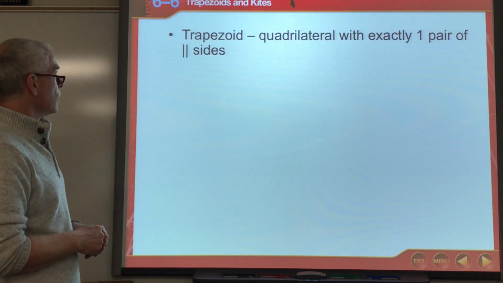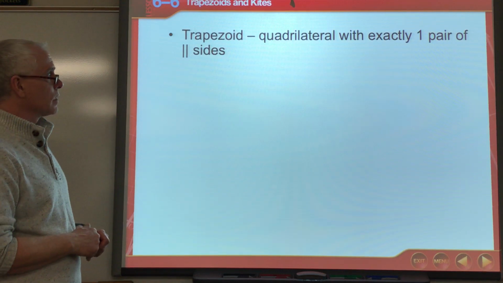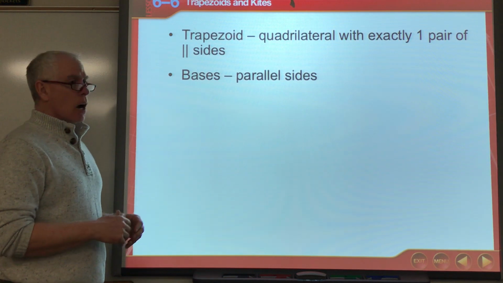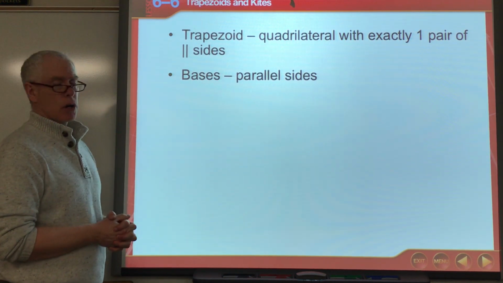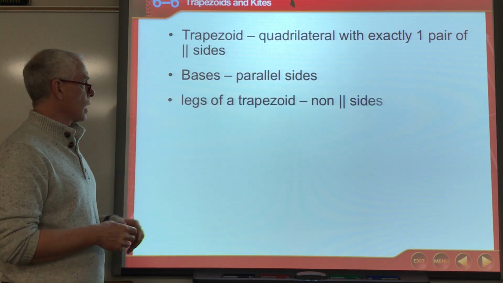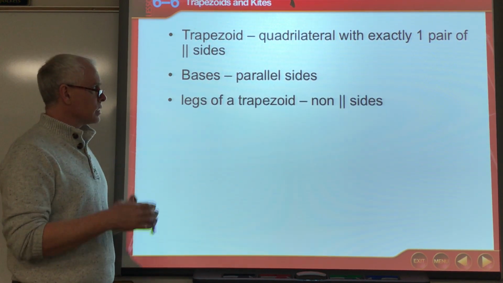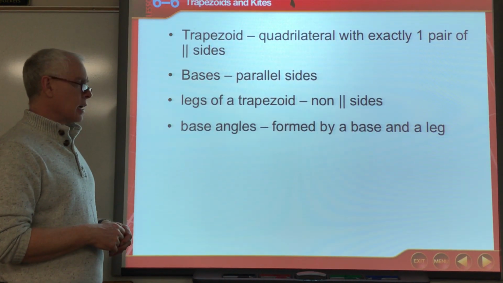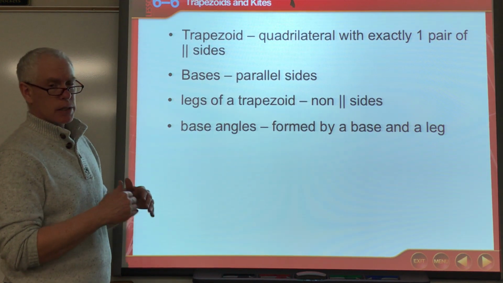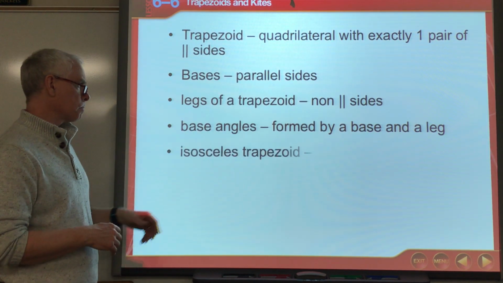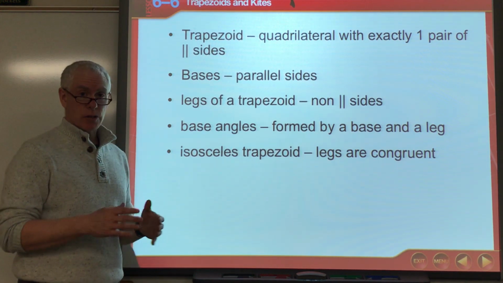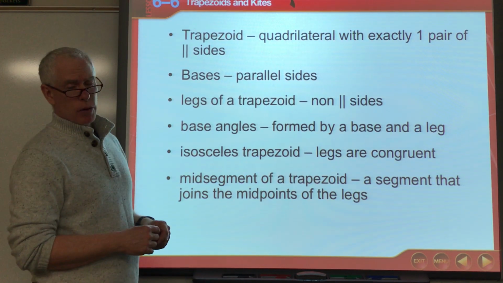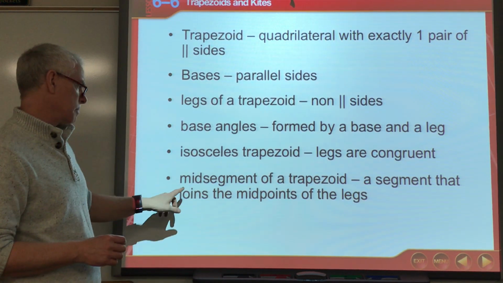So some terminology here. A trapezoid is a quadrilateral with exactly one pair of parallel sides. On a trapezoid, those parallel sides are called the bases. And I'll give you a picture of this in a little bit. The legs of a trapezoid are the non-parallel sides. The base angle is the angle formed by one of the bases or the parallel sides and one of the legs. An isosceles trapezoid is a trapezoid that has legs that are congruent. The mid-segment of a trapezoid is a segment that joins the midpoints of the legs.